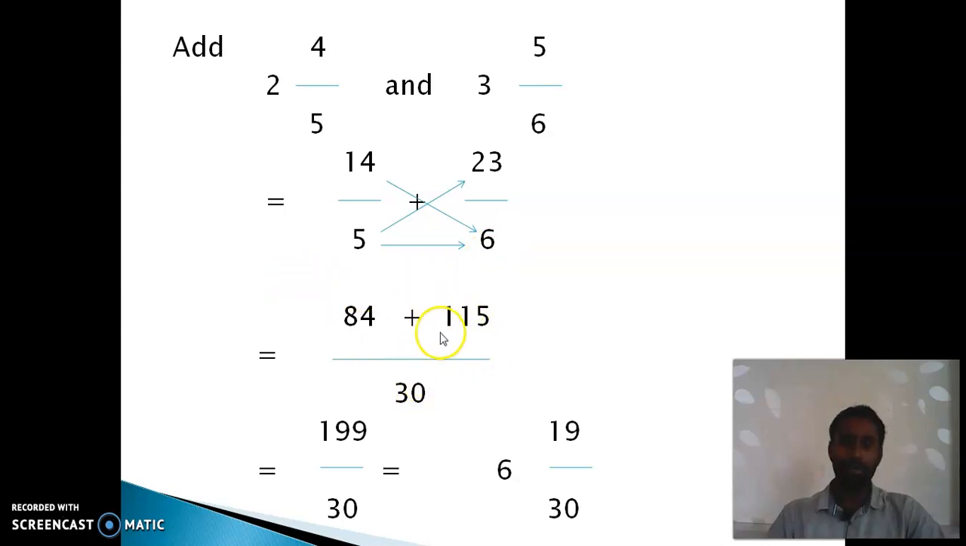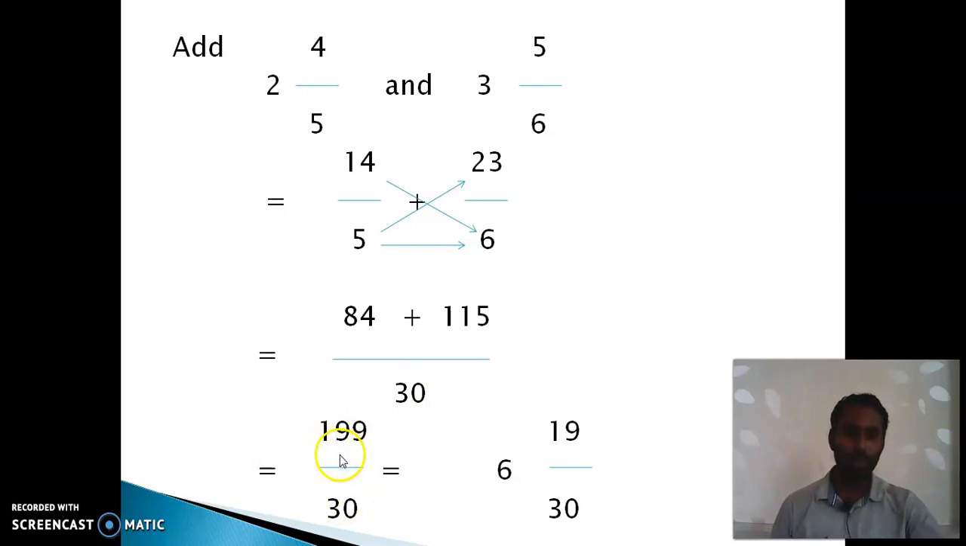Add this value, 115 plus 84. If you add this value means 199 will come, and divided by 30. So 199 divided by 30. What kind of fraction it is? It's a proper or improper fraction? It is an improper fraction because the numerator will be high when compared to the denominator.